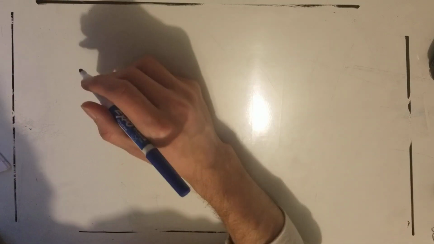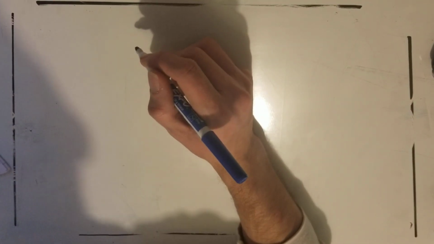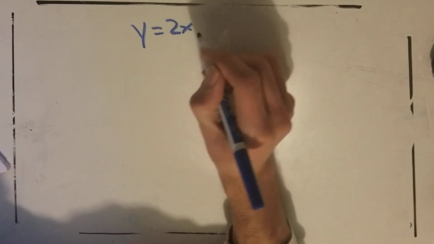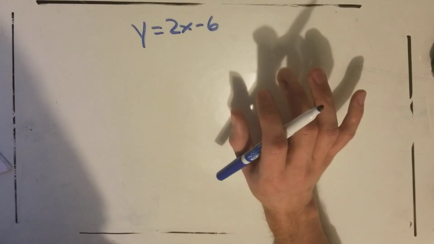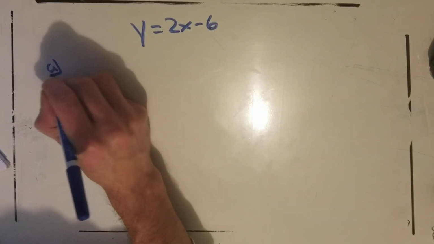Let's do a little practice with these. Slide 3. Yes, slide 3, we have y equals 2x minus 6. I don't think we've done a lot of reflecting actual lines. We've done like points and polygons. So this is why I want to practice a little bit with these.